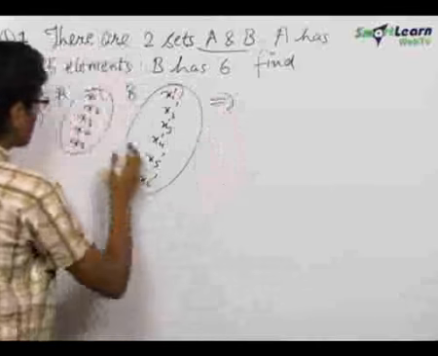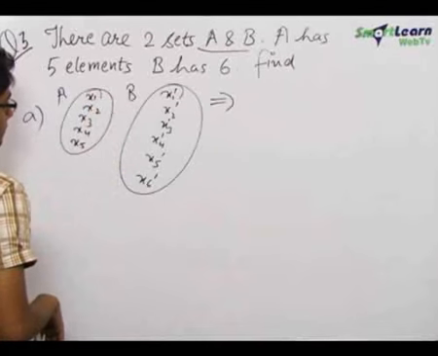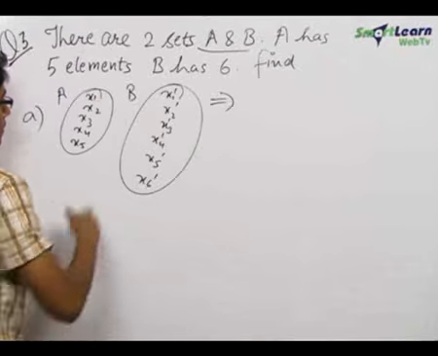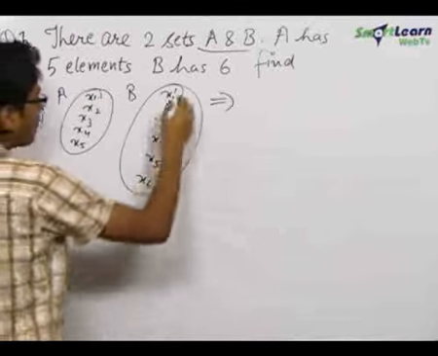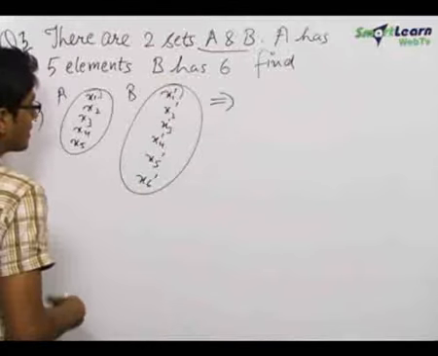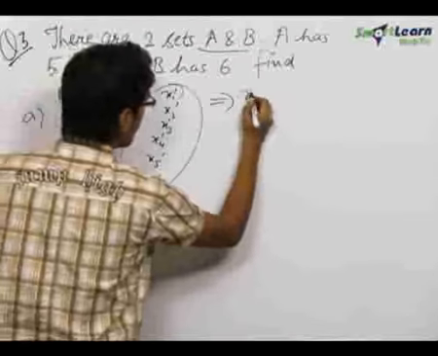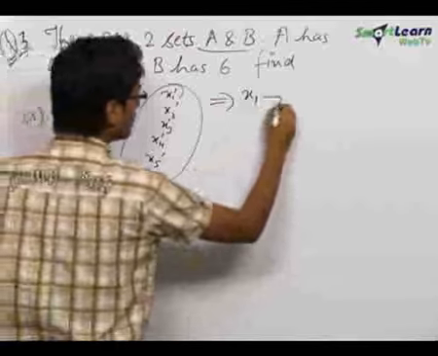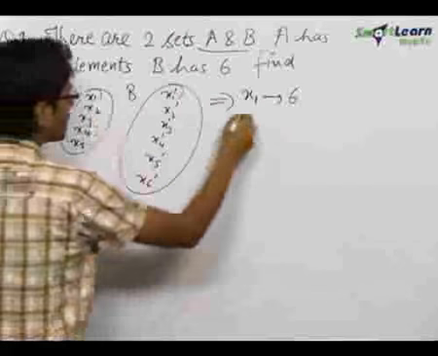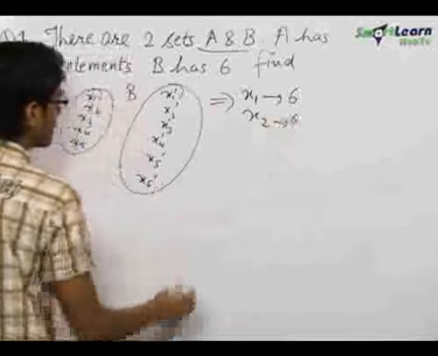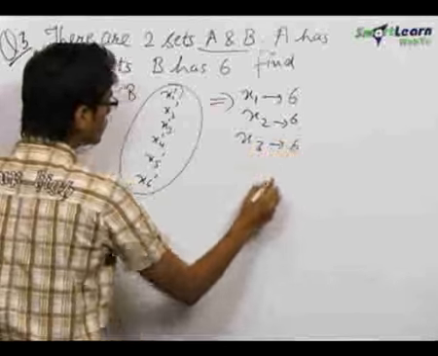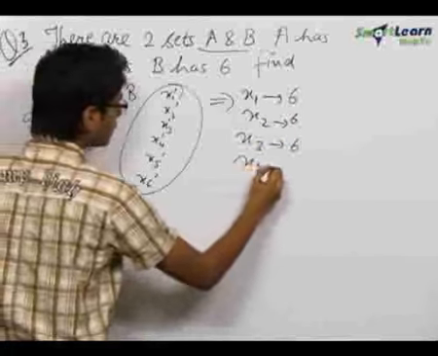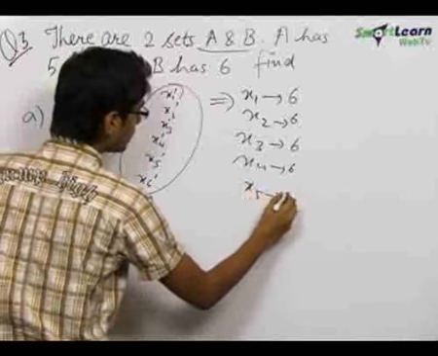Now for finding out the total number of functions possible from A to B, what we need to do is, let us see the first element x1. This pre-image x1 can have any of these 6 elements as the images. So the number of images possible for this pre-image x1 is 6. For x2 it is also similarly equal to 6. For x3 also 6, x4 6 and x5 6.